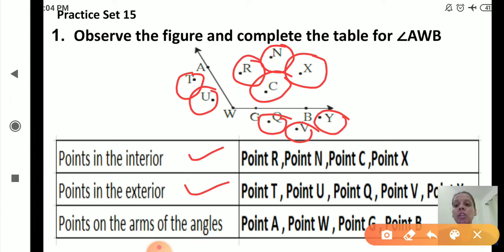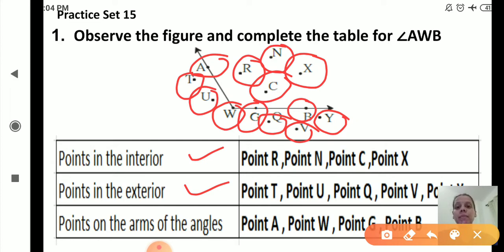Now which points are on the arms of the angle? That is point A, point W, point G and point B. They are on the arms of the angle. In the exam also we will give one figure and ask you to identify the interior points. We'll give the options for interior points, and from those options you will click on the correct option.